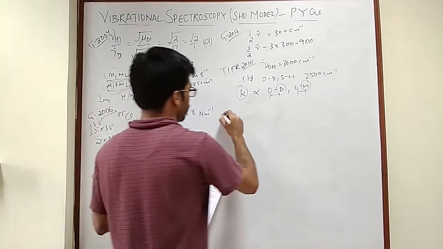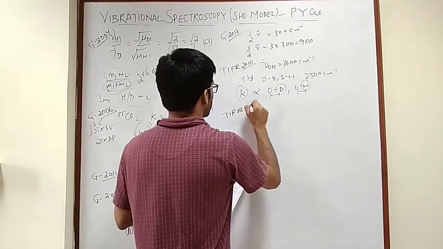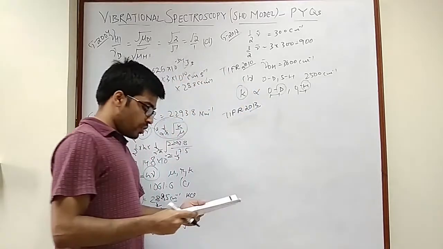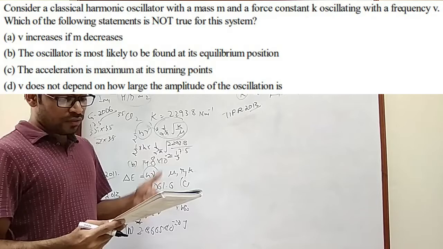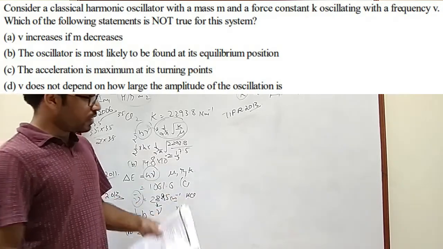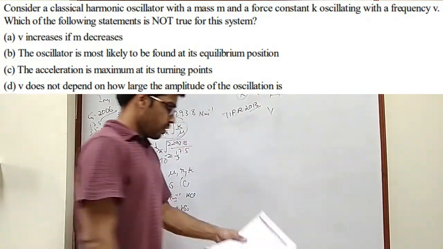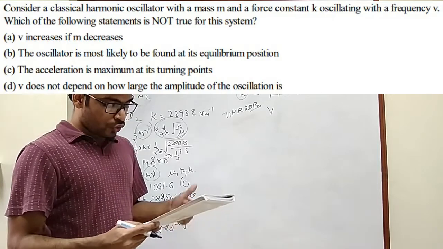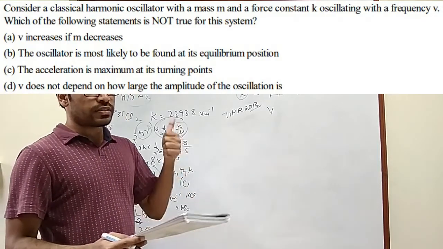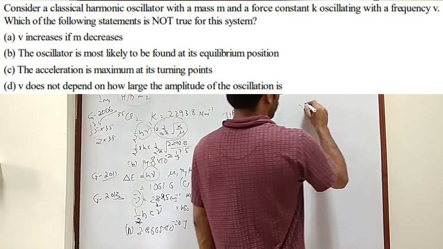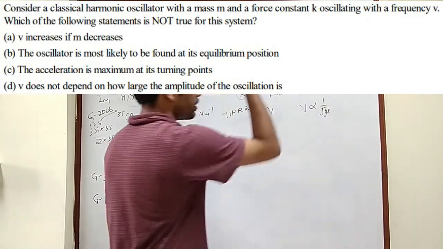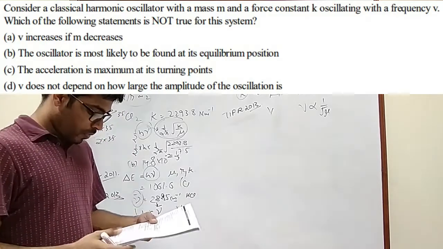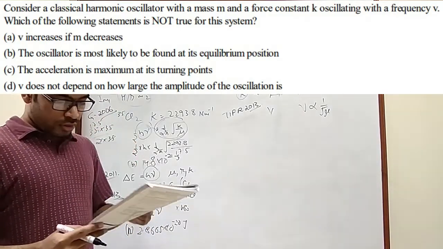Okay, the next question is from TIFR 2013. And the question says, consider a simple harmonic oscillator with a mass m, a force constant k, oscillating with frequency nu. Which of the following statements is not true for the system? Nu increases if mass decreases, and we know frequency is inversely proportional to reduced mass. So yes, if mass increases, frequency will decrease. Correct option. That means the statement is true.